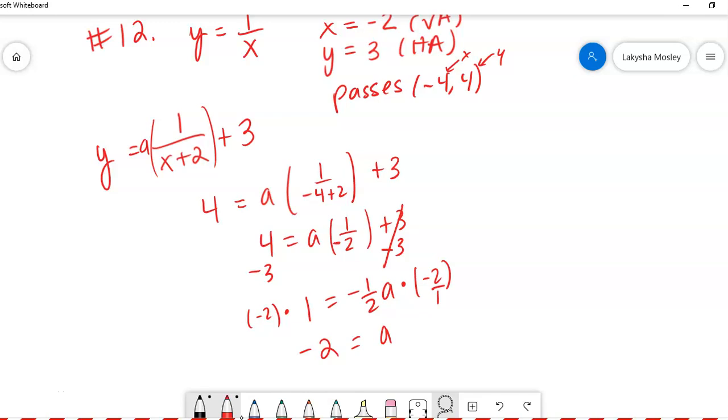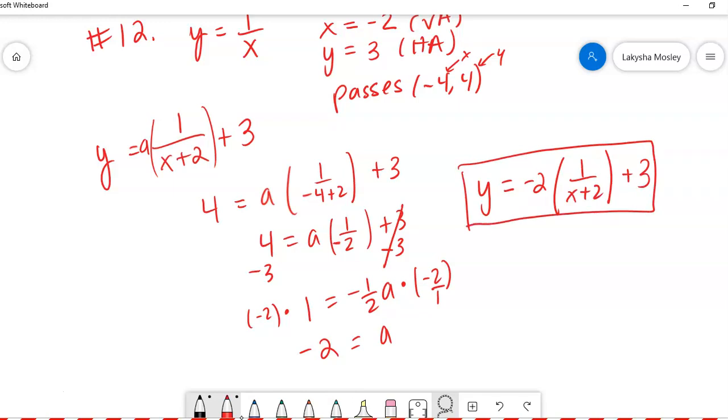So the final answer is y equals negative 2, open parentheses, 1 over x plus 2, close parentheses, plus 3. And this is the transformed equation. And they gave a description. All right, I'm going to stop there and we'll move to part 3. All right, thanks, guys.